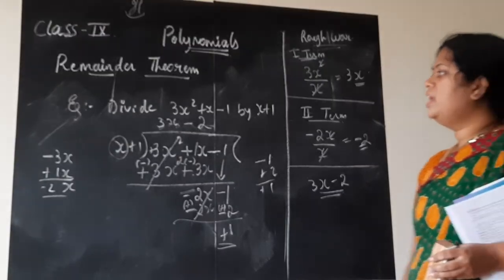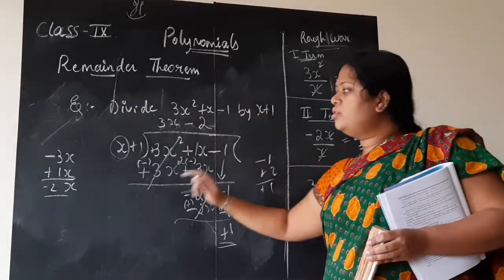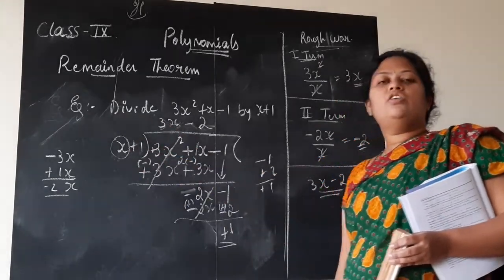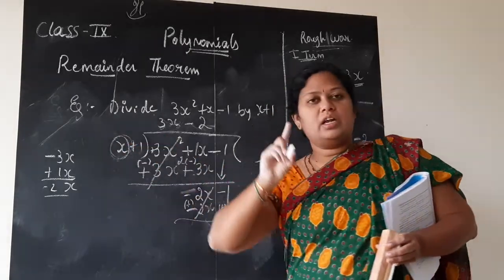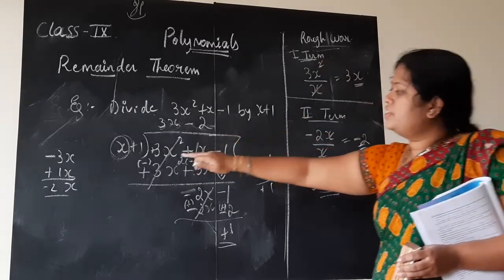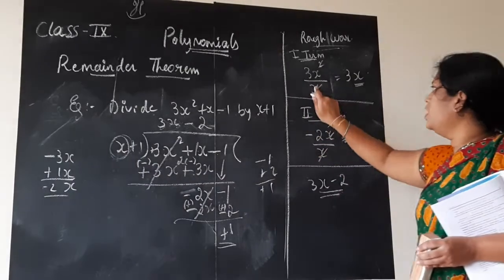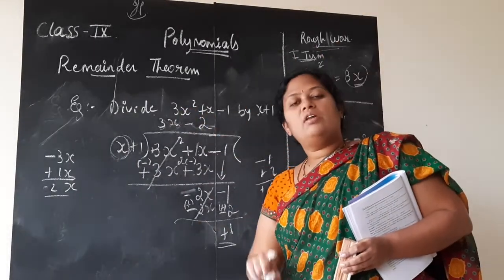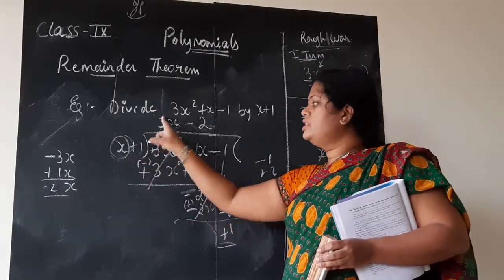So the question will be like this: divide 3x square plus x minus 1 by x plus 1. How do you do it? First step is to write the polynomial inside and write the given binomial outside. Consider always the first term of the monomial only. Write the first term in the rough work first. Divide that by the given first term of the monomial. Some answer you will get now. Write that as the first term of the quotient along with the sign. You simplify. While simplifying, first you will do x into 3x, 3x square.